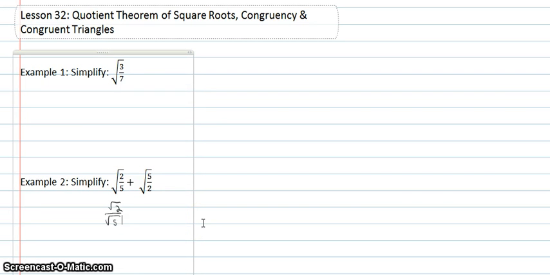In lesson 32, we're looking at the quotient theorem of square roots, congruency, and congruent triangles.